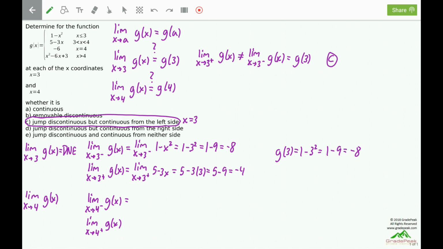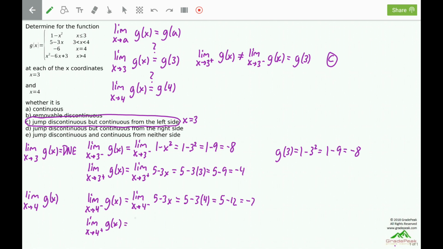The left side of 4 means less than 4. It does have to stay near to 4 though, so we will want to choose this. So we will have 5 minus 3x able to replace the g of x. We can now try plugging in x value of 4 in. That'll give us 5 minus 3 times 4. Negative 3 times 4 is negative 12. 5 minus 12 is a negative 7.